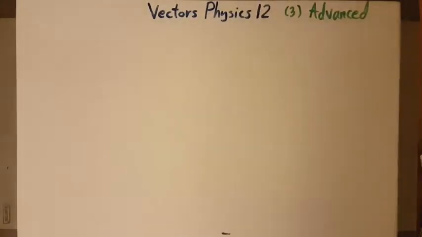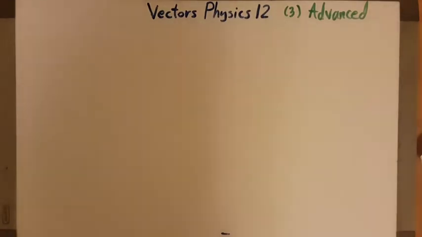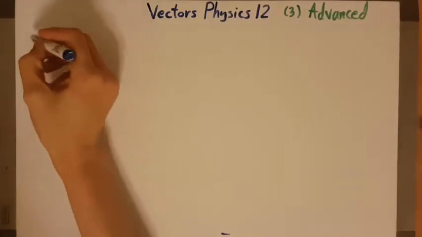Okay, grade 12. This lesson is advanced, above the BC curriculum. You don't need to learn it if you don't want to, but if you want to gain a deeper understanding of physics, and you have some extra time, I suggest you learn this. This is about multiplying vectors. It's about vector multiplication.